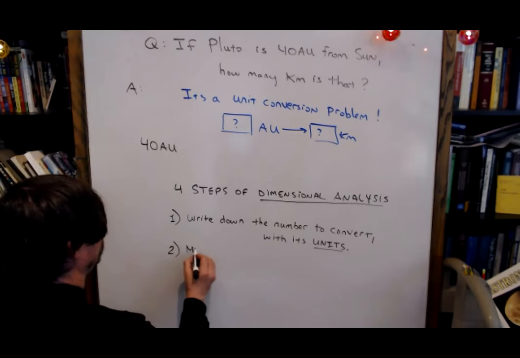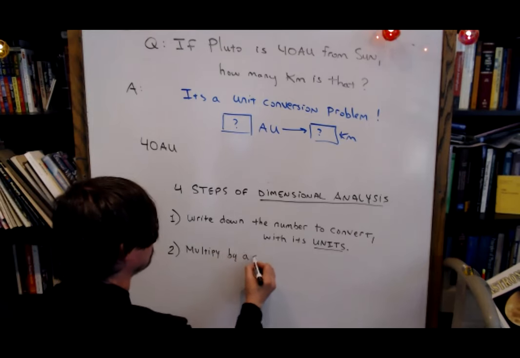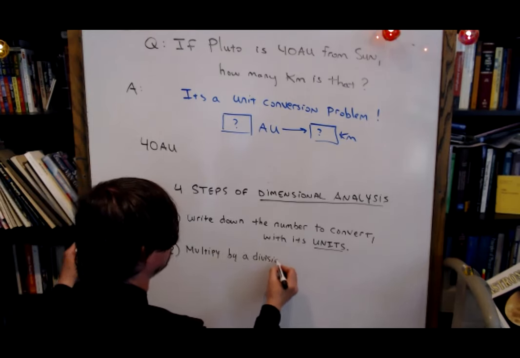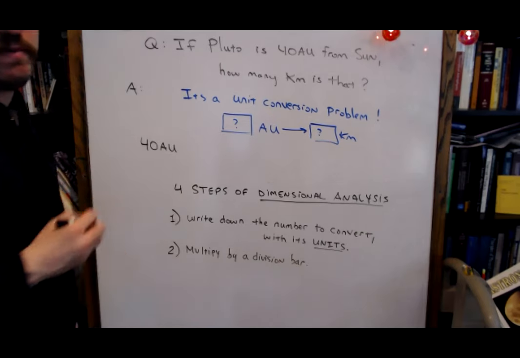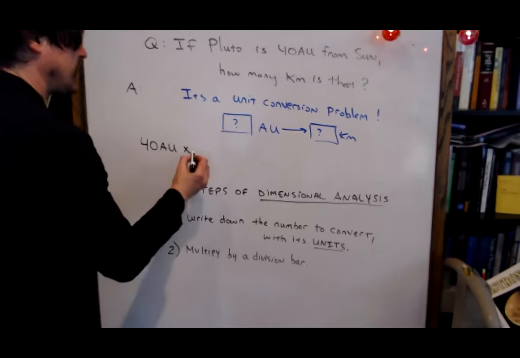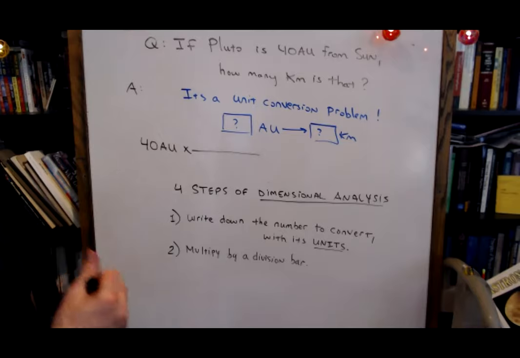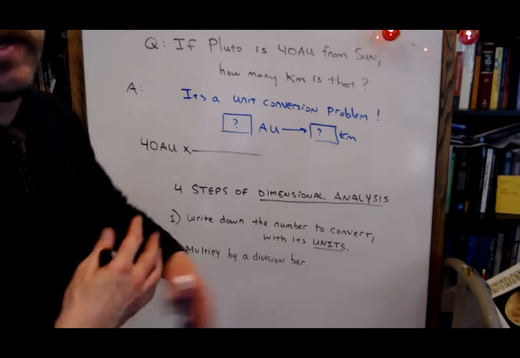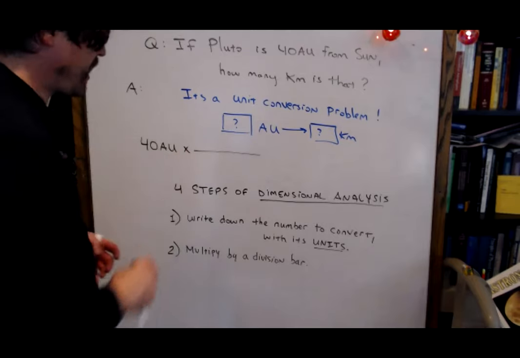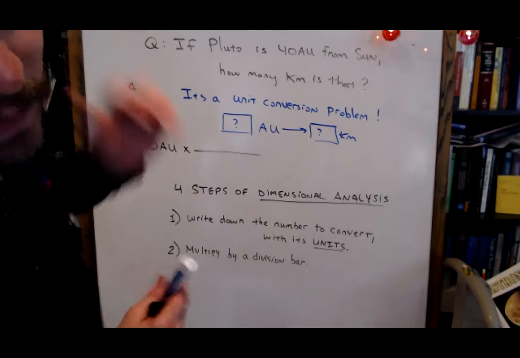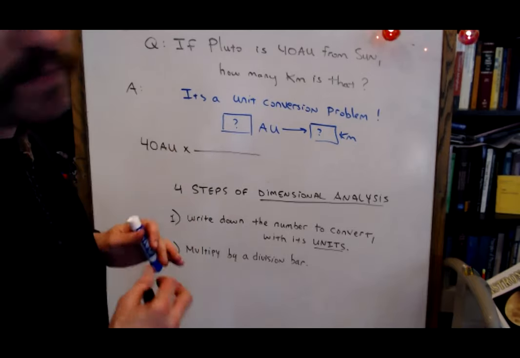Okay. Step two is actually even easier. Step two is we're just going to multiply by a division bar, okay? Now, this is how we multiply by a division bar. We make a times, and then we put a nice long division bar, just like so. That's because conversion problems either involve multiplication or division, and it can get confusing sometimes, so we're going to keep our options open. If we put something on the top, we multiply. If it's in the bottom, we divide.